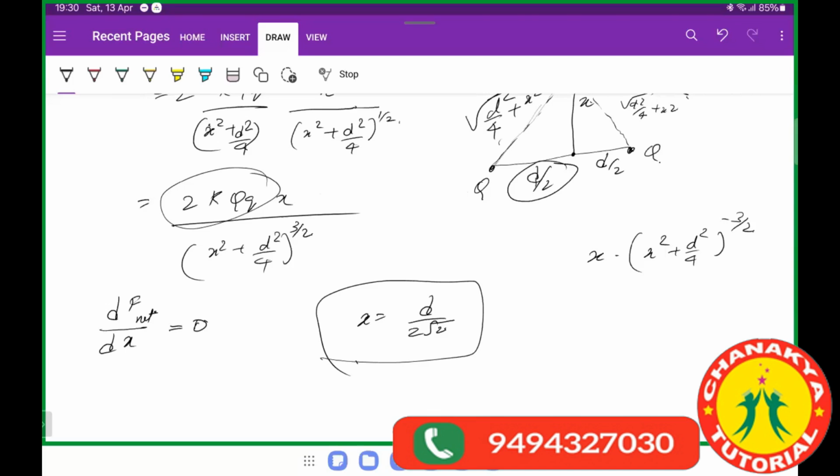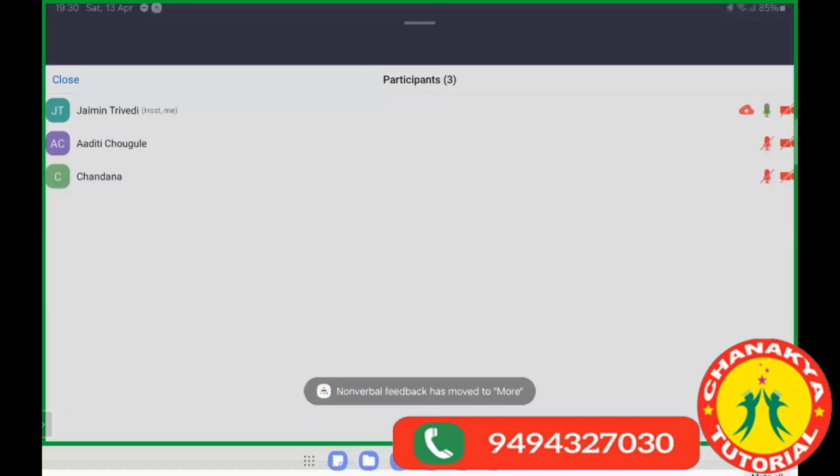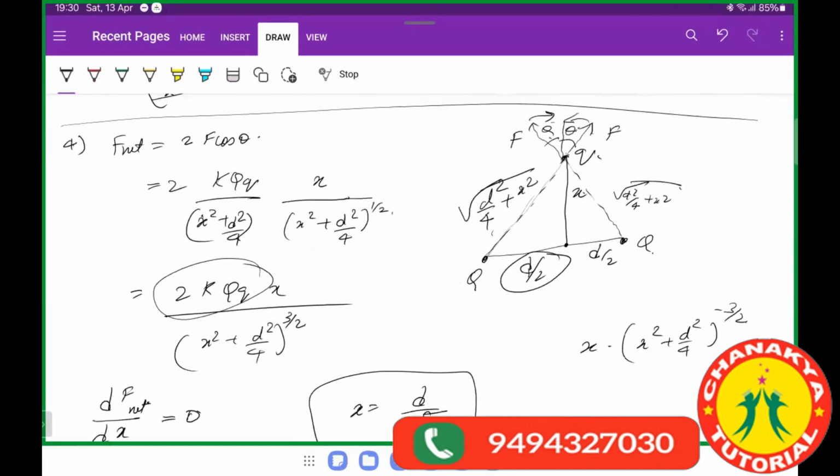Okay. Let's go for the 5th one. Aditi, will you finish this? Yes, sir. Okay. d by dx, use the product rule and equal to 0. That's it.